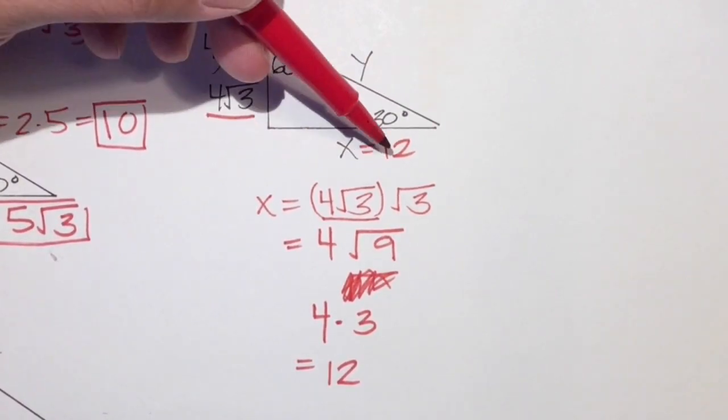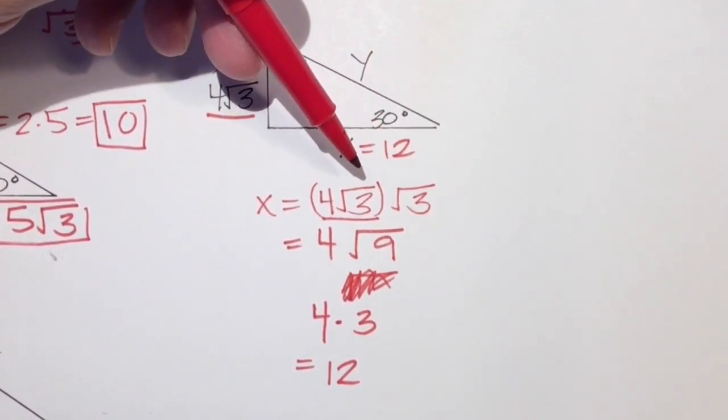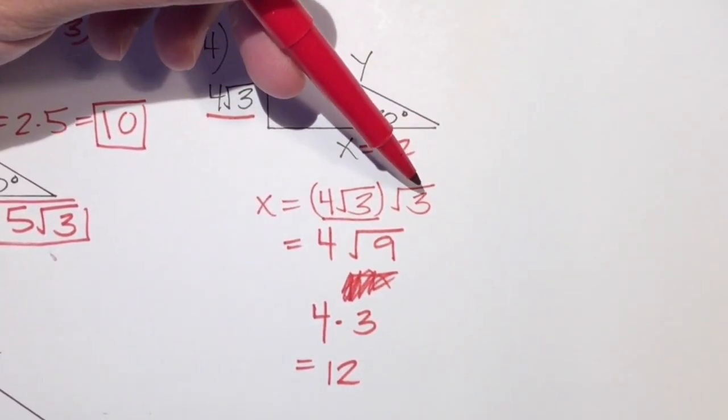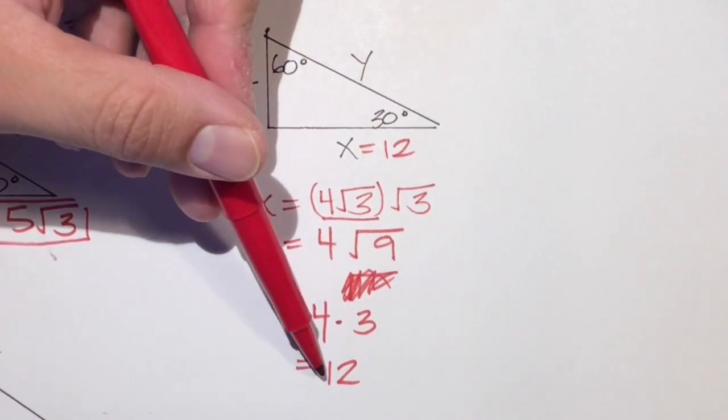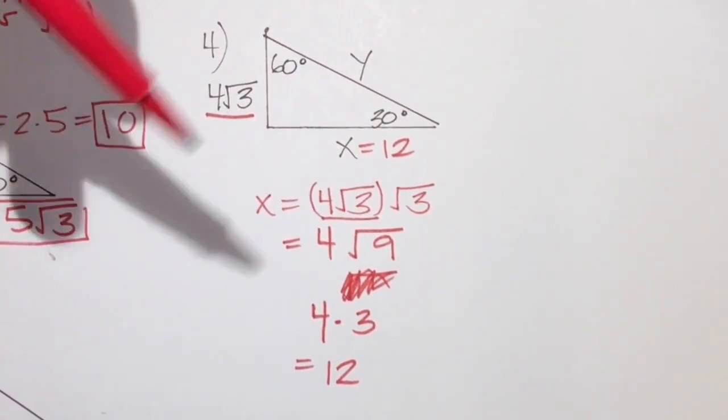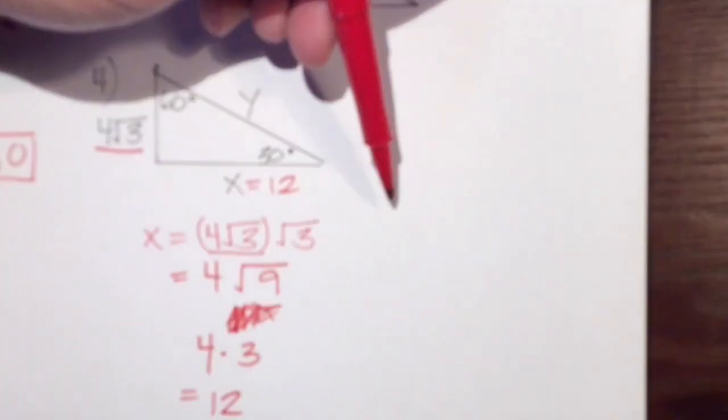Okay, so you're saying, but doesn't the middle side usually have a radical 3? Yeah, it does, but that's where it's here. But then as we multiplied it and simplified it, it looks nicer as just 12 instead of 4 radical 3 times radical 3.